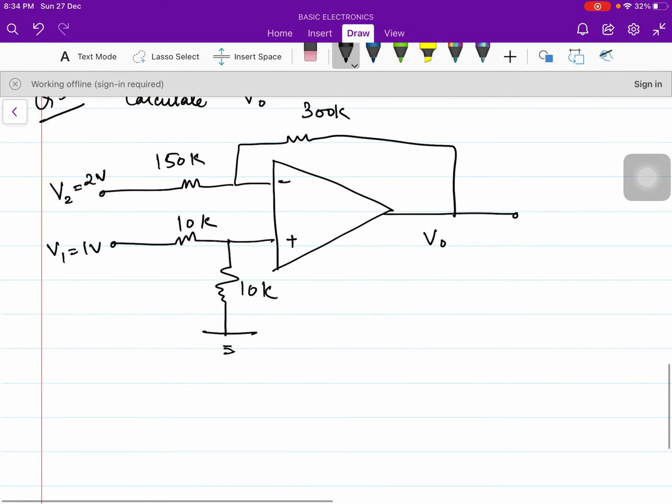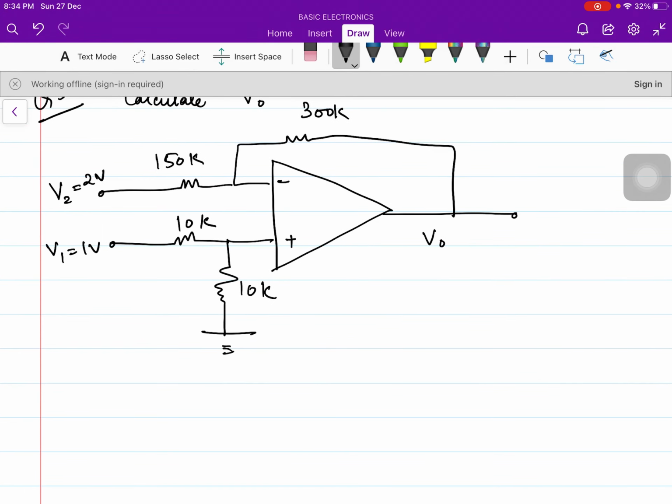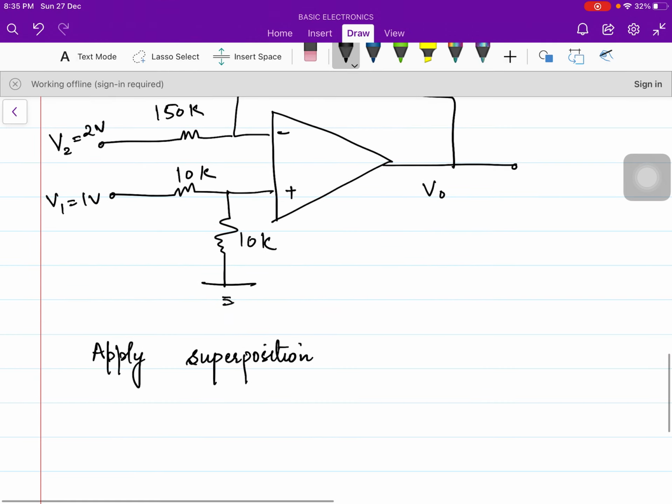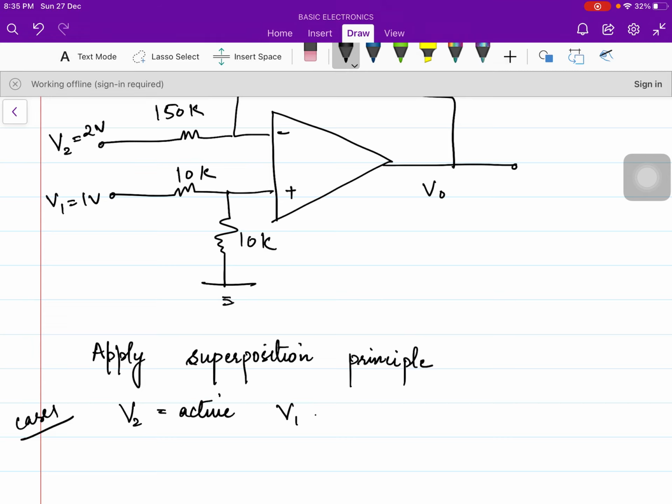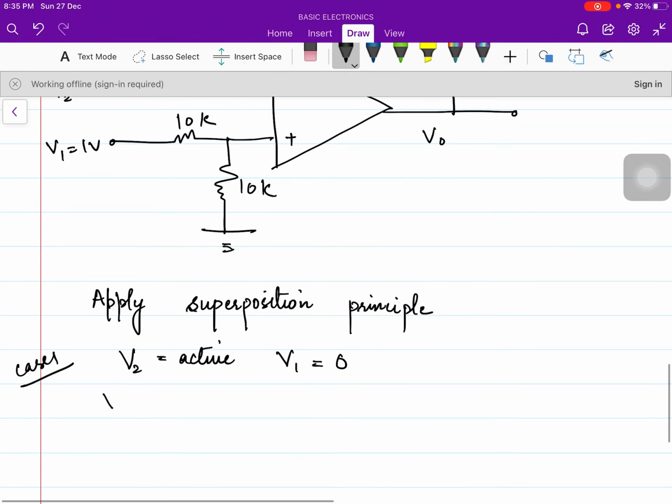Now as we studied and discussed in the previous lecture, we have to solve such type of numericals by applying the superposition principle. You can also see the link in the description box for the previous lecture, and first understand how we solve them and then solve this numerical. Now the first case will be, we will make one of the sources 0 and keep one of them active. So first of all we will make V2 active and replace V1 with 0.